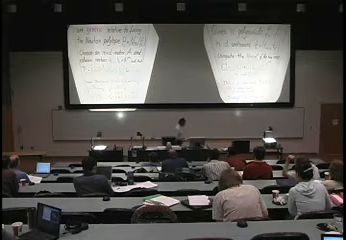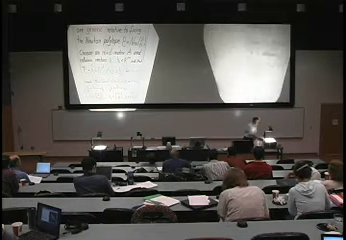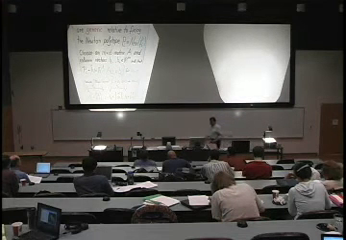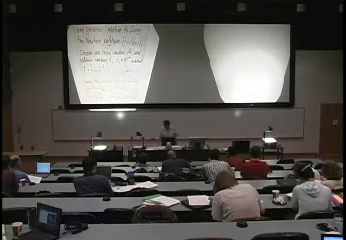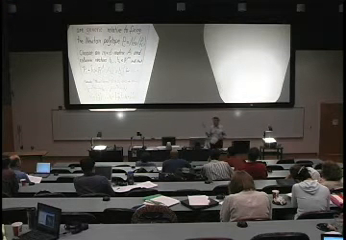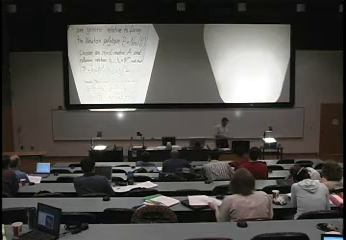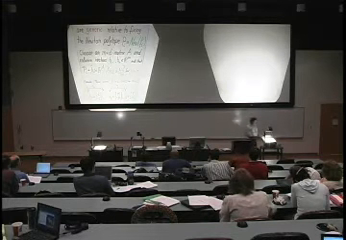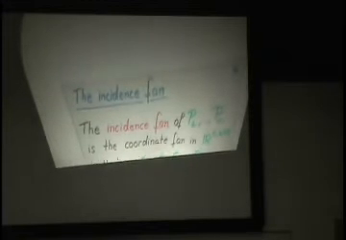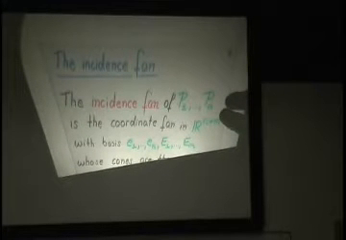Now I need a combinatorial structure that plays the role of the tau of kernel of A. Remember we had this tau of kernel of A yesterday. And the role that's played here is the so-called incidence fan.